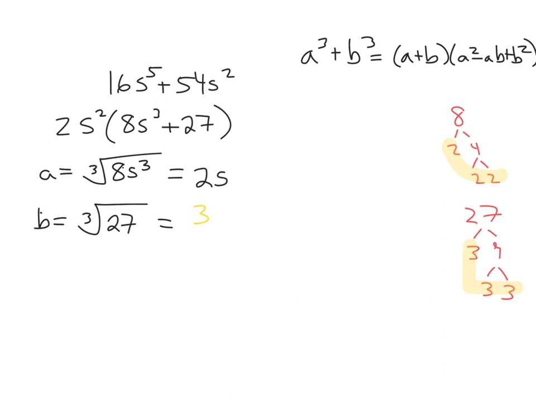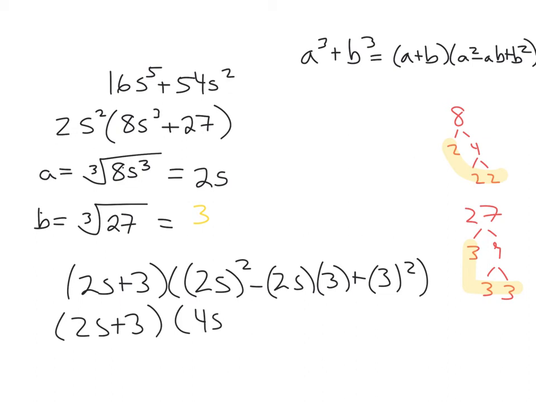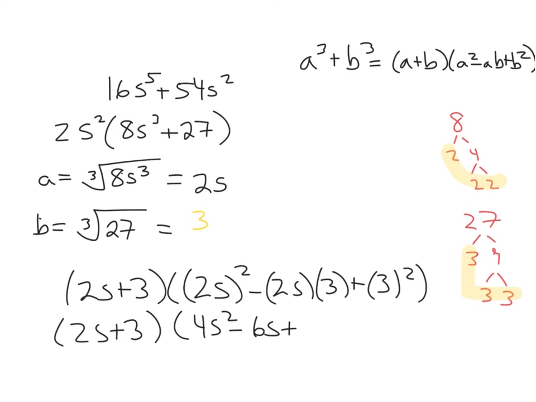So I have 2s plus 3, and then I have 2s squared minus 2s times b, which is 3, plus b squared, which is 3 squared. Okay, so I got to simplify that. So I have 2s plus 3, and then I have 2 squared, that's 4s squared, negative 2s times 3, that's negative 6s, and then 3 squared is 9.